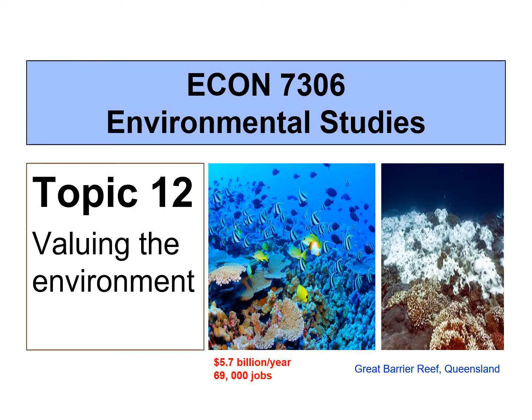Okay, so the Great Barrier Reef used to contribute 5.7 billion per year to the Australian economy, and it also provided 69,000 jobs to its people. However, since 1995, the Great Barrier Reef has lost more than half of its coral due to warmer seas driven by climate change. For your information, forest and sea act as carbon sink.